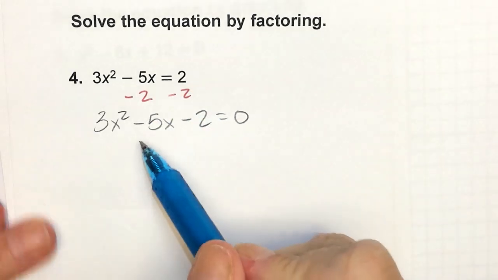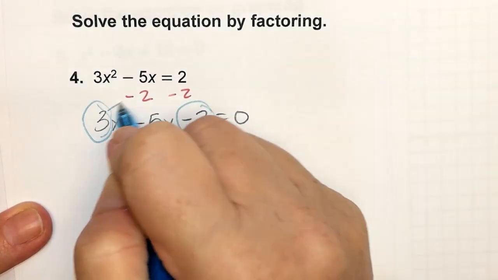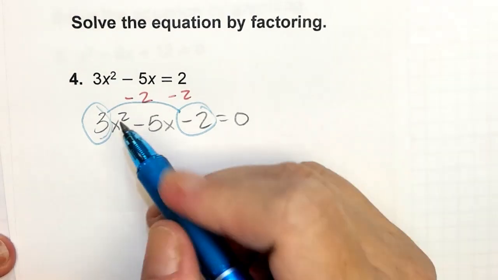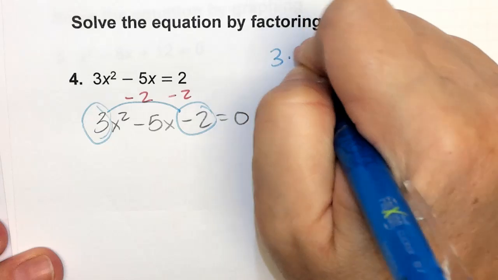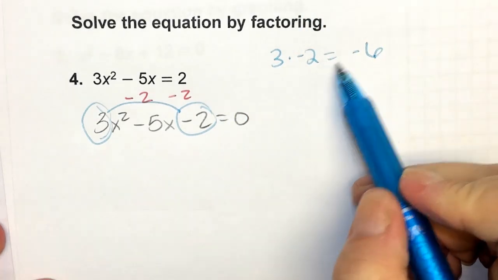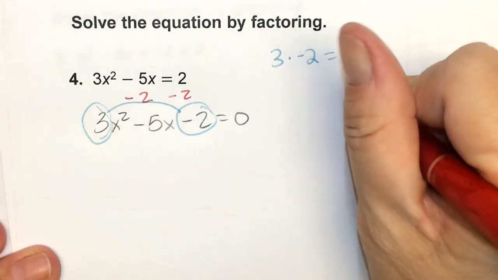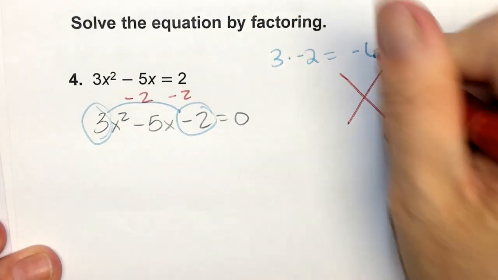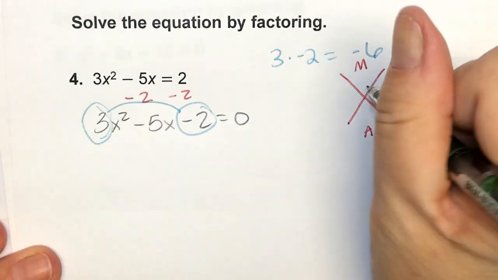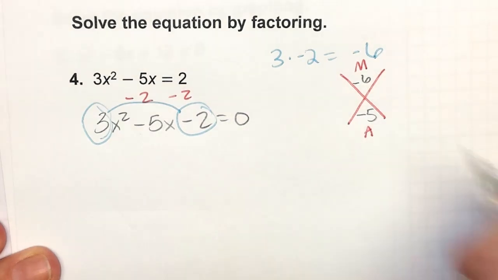So in this situation, we have an a value. So because we have an a value, we have to multiply those two together. Yes, you learned this in Algebra 1. So we have to multiply 3 times negative 2. And when we do that, we get negative 6. So this is your new multiplication number. So basically what we need is two numbers that when you multiply them, you get negative 6, but when you add them, you get negative 5.